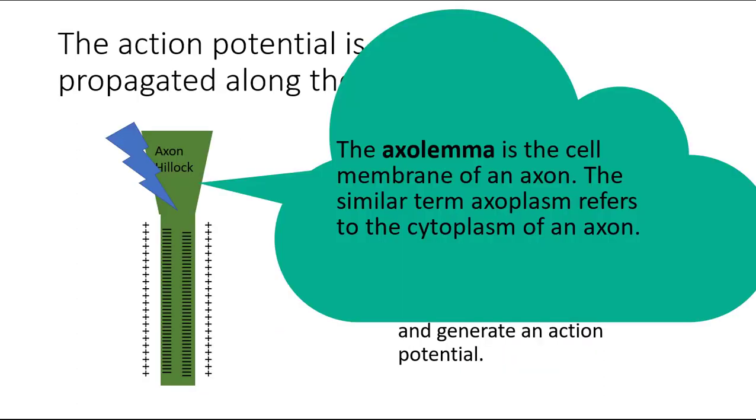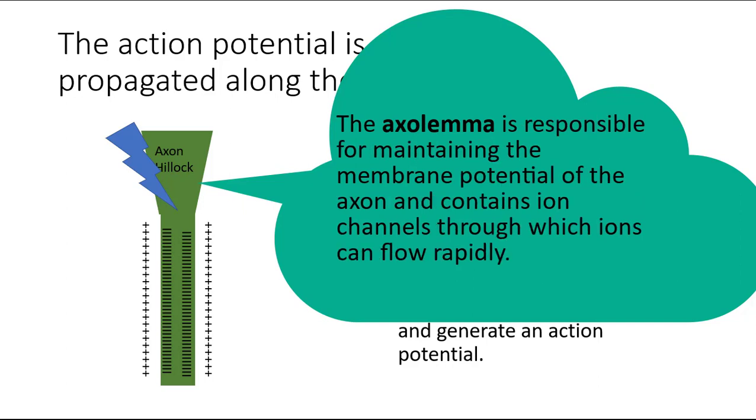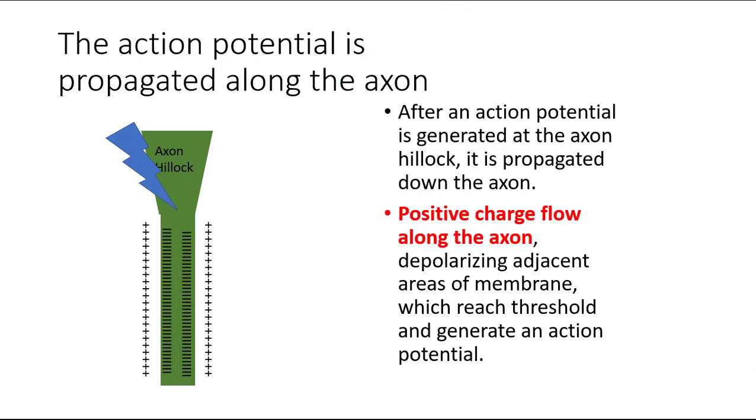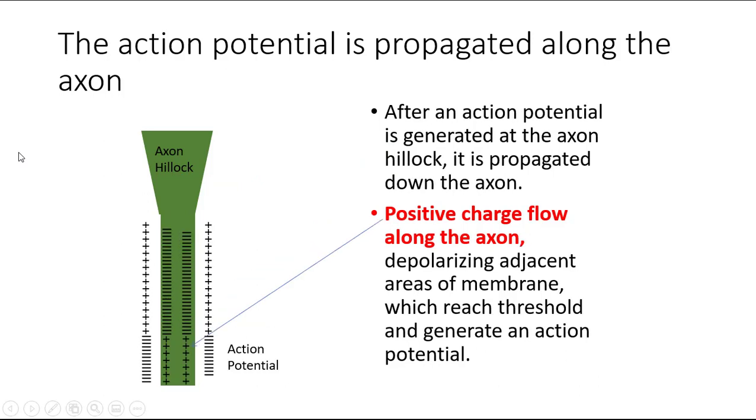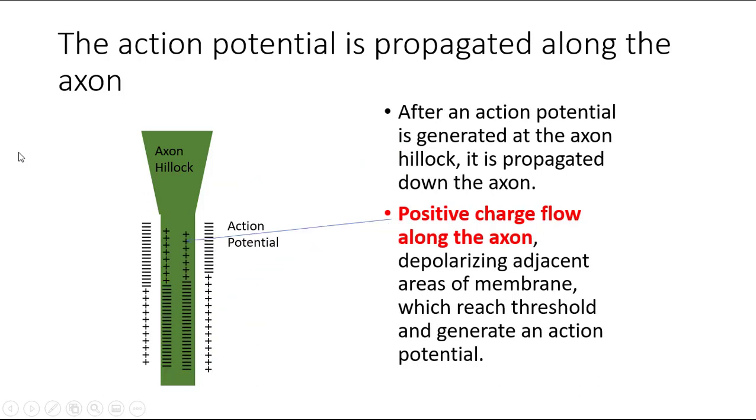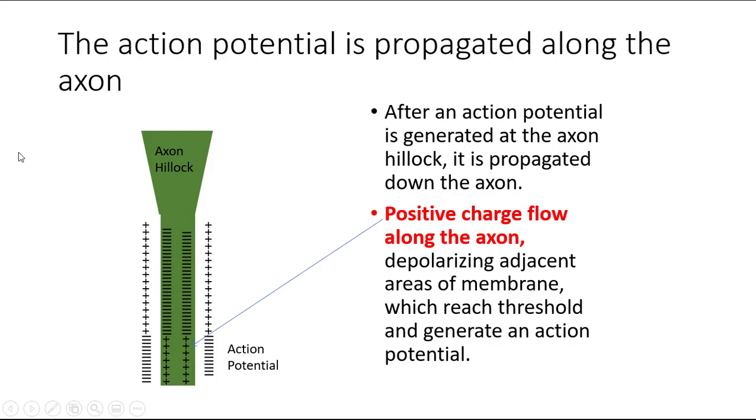The axolemma is the cell membrane of an axon. The similar term axoplasm refers to the cytoplasm of an axon. The axolemma is responsible for maintaining the membrane potential of the axon and contains ion channels through which ions can flow rapidly. After an action potential is generated at the axon hillock, it is propagated down the axon. Positive charge flows along the axon, depolarizing adjacent areas of membrane, which reach threshold and generate an action potential.